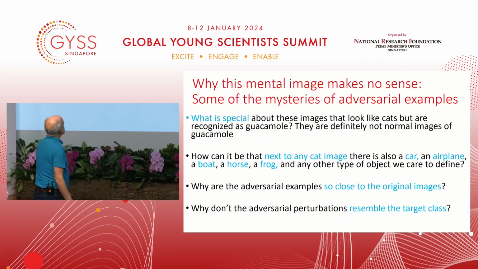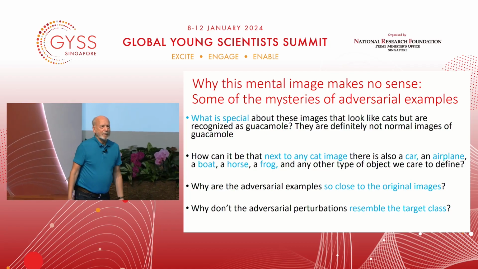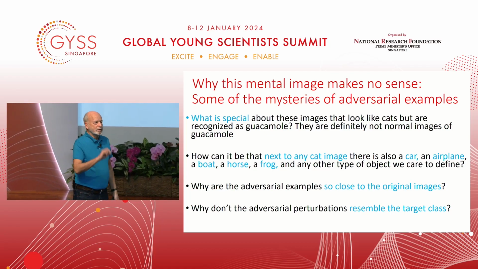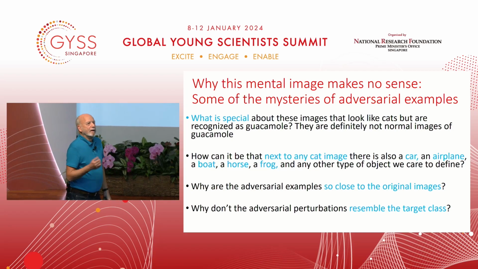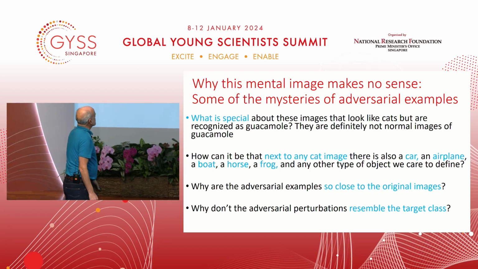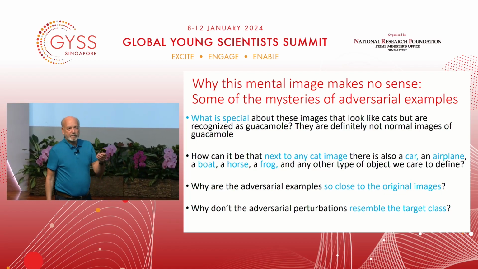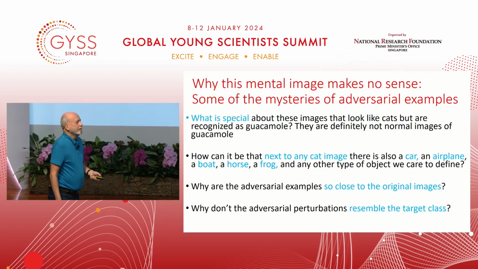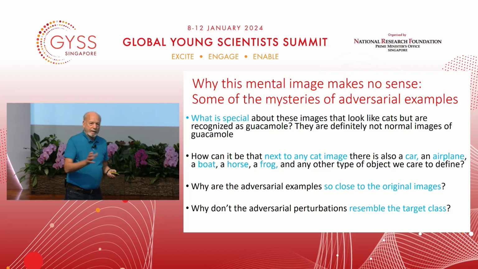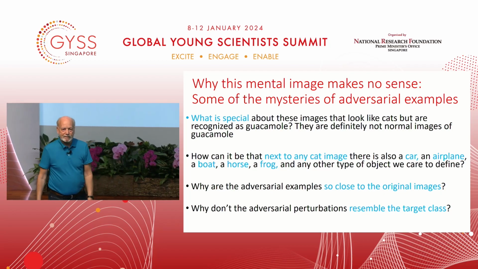Okay, so this clearly doesn't make any sense, and you can ask yourself all kinds of questions. What's special about those particular perturbations which make a cat into guacamole? Certainly it's not a normal cat, even though to a human it looks like a cat. How can it be that next to any cat image, I can find with one perturbation something that still looks exactly the same, a cat, but it is recognized as a car? Another perturbation will move you to an airplane, to a boat, to a horse, a frog. You can change it to thousands of other classes.